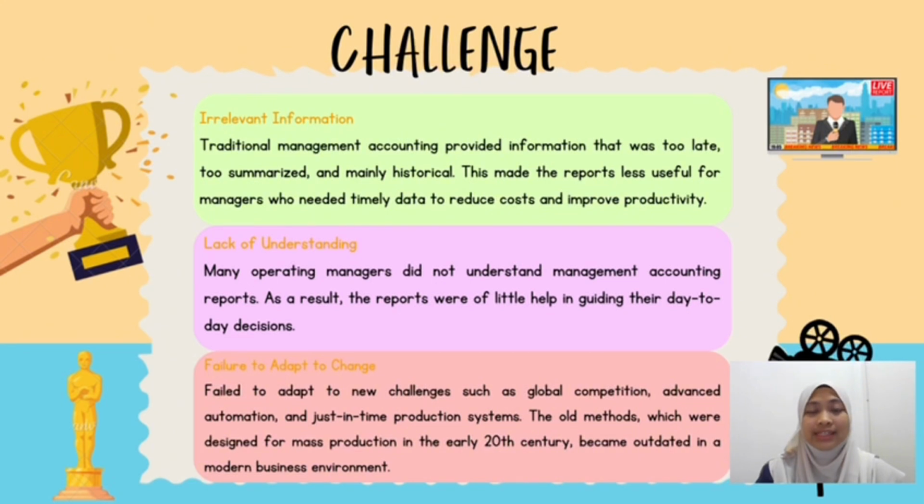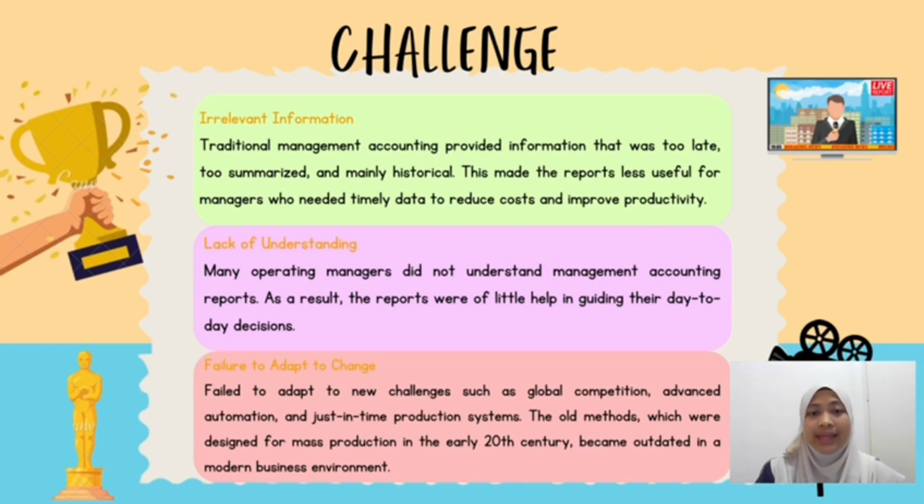In their seminal 1987 article The Rise and Fall of Management Accounting, Johnson and Kaplan highlighted several critical challenges that caused traditional management accounting to lose its relevance. The first challenge was the problem of irrelevant information. Reports were often produced too late, too aggregated, and focused largely on historical outcomes. This means they offered little value to operating managers who need timely and detailed data to reduce costs and improve productivity. The second challenge was a lack of understanding among managers.